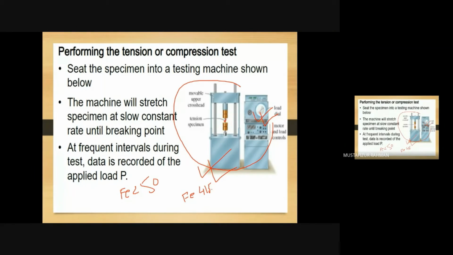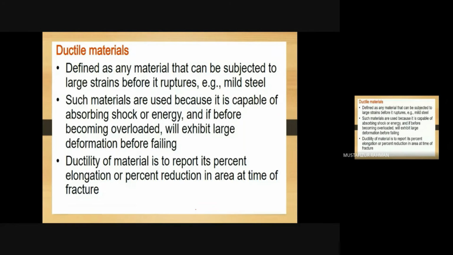Now if the percentage elongation is more, that means the material can increase in length without failing. So percentage elongation is an important property for these reinforcing materials. If it is higher, it can extend without failing, which means it is a ductile material. What is the definition of a ductile material? A material that can be subjected to large strains before it ruptures, before it fails. Mild steel is the example of a ductile material that we use in construction.